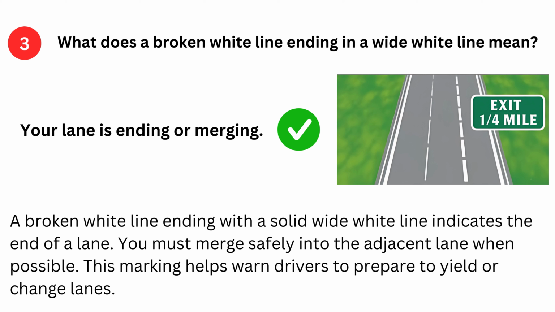The correct answer is Option C. Your lane is ending or merging. Explanation. A broken white line ending with a solid wide white line indicates the end of a lane. You must merge safely into the adjacent lane when possible. This marking helps warn drivers to prepare to yield or change lanes.